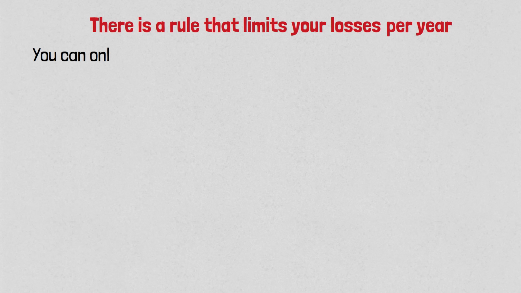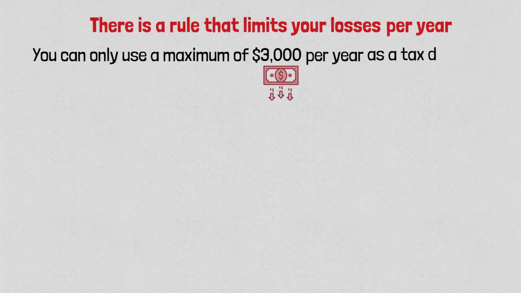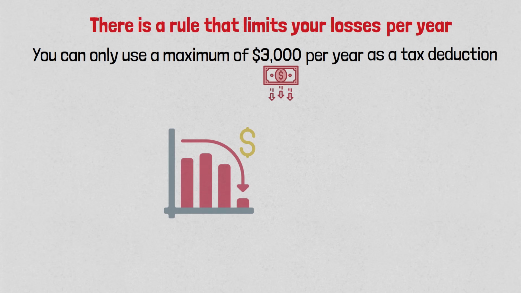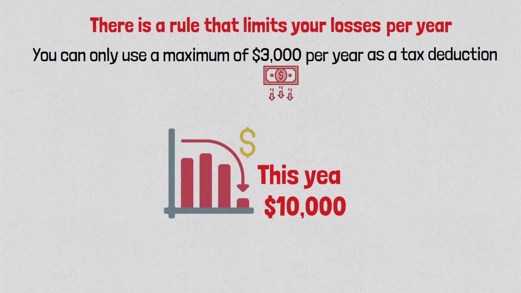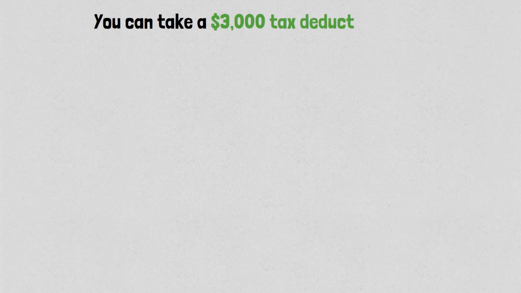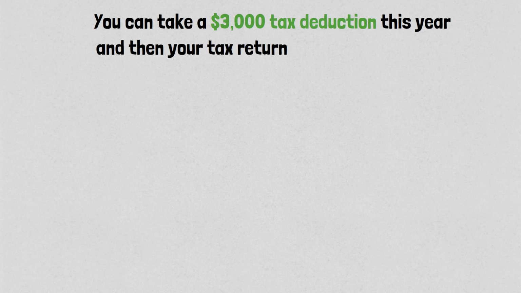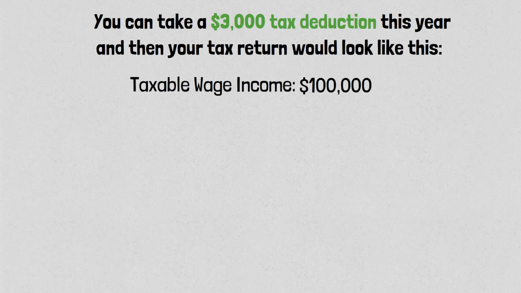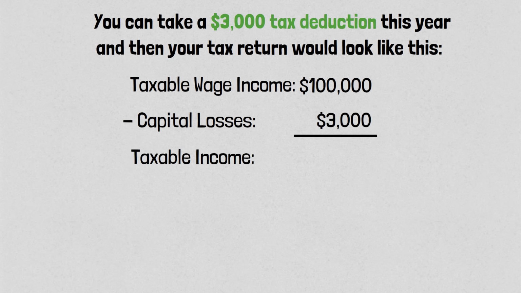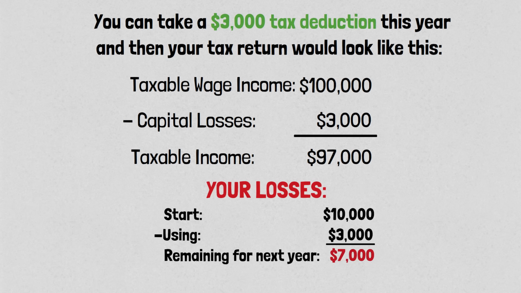So there's a rule that limits your losses per year. You can only use a maximum of $3,000 of losses per year as a tax deduction. So if you lost $10,000 this year, you can take a $3,000 tax deduction this year, and then your tax return would look like this. Taxable wage income, $100,000. Capital losses, $3,000. Taxable income, $97,000. And then you would have unused losses of $7,000.